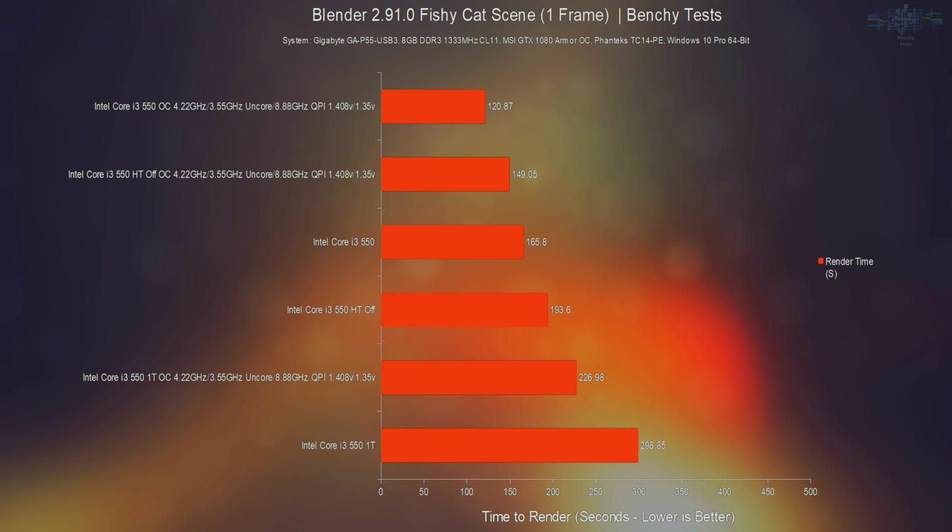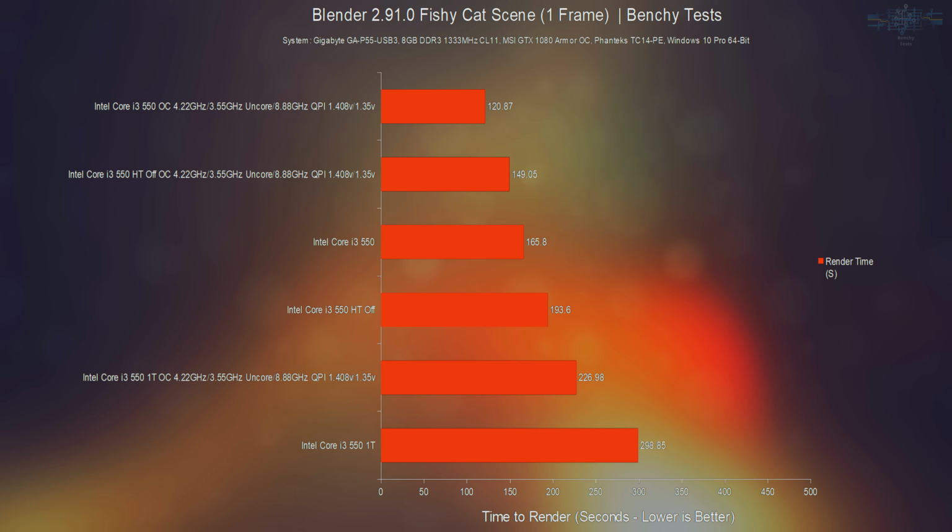This time to render then goes up by a further 54.36% over the non-hyperthreaded score, up to 298.85 seconds, which is nearly 5 minutes. This is an increase in time to render of 80.25% over the multi-core hyperthreaded score. For the multi-core hyperthreaded score though, the overclock pushes us up, or down depending on how you read it, to 120.87 seconds, a decrease in time to render of 27.1% over stock.